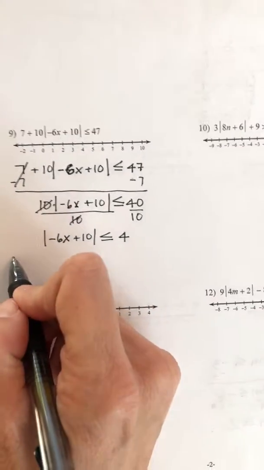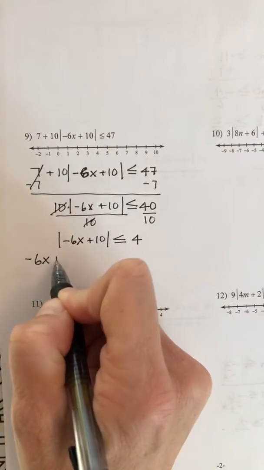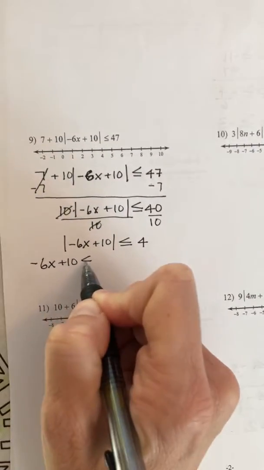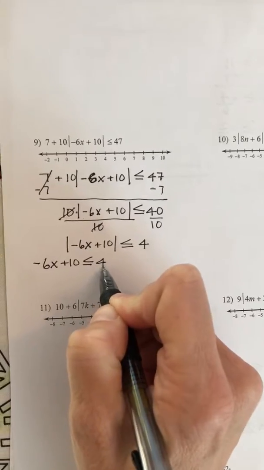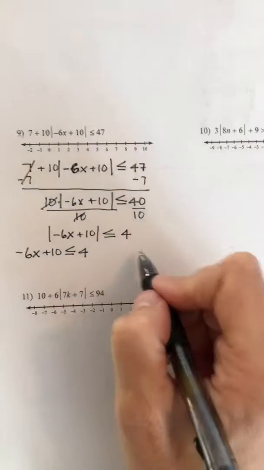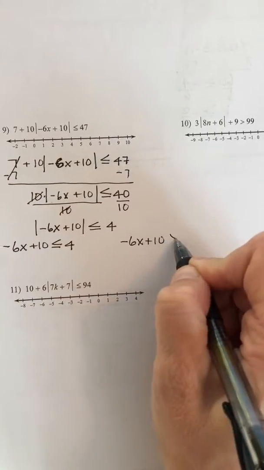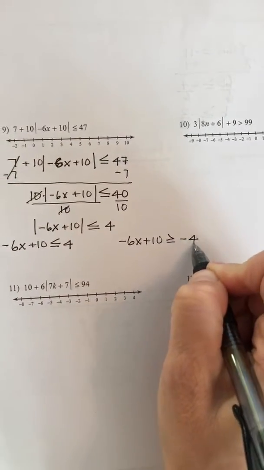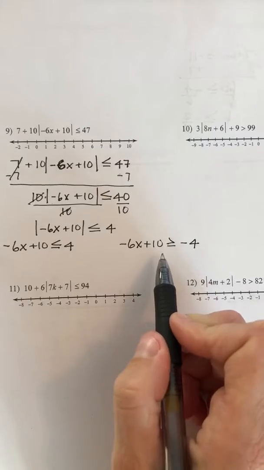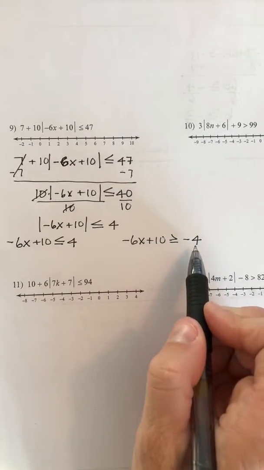One will be without a change, just taking away the absolute value bars. So still less than or equal to, and still a 4. And then the second inequality will be negative 6x plus 10 is greater than or equal to negative 4. I made 2 changes. I flipped the sign, and I also made the 4 negative.